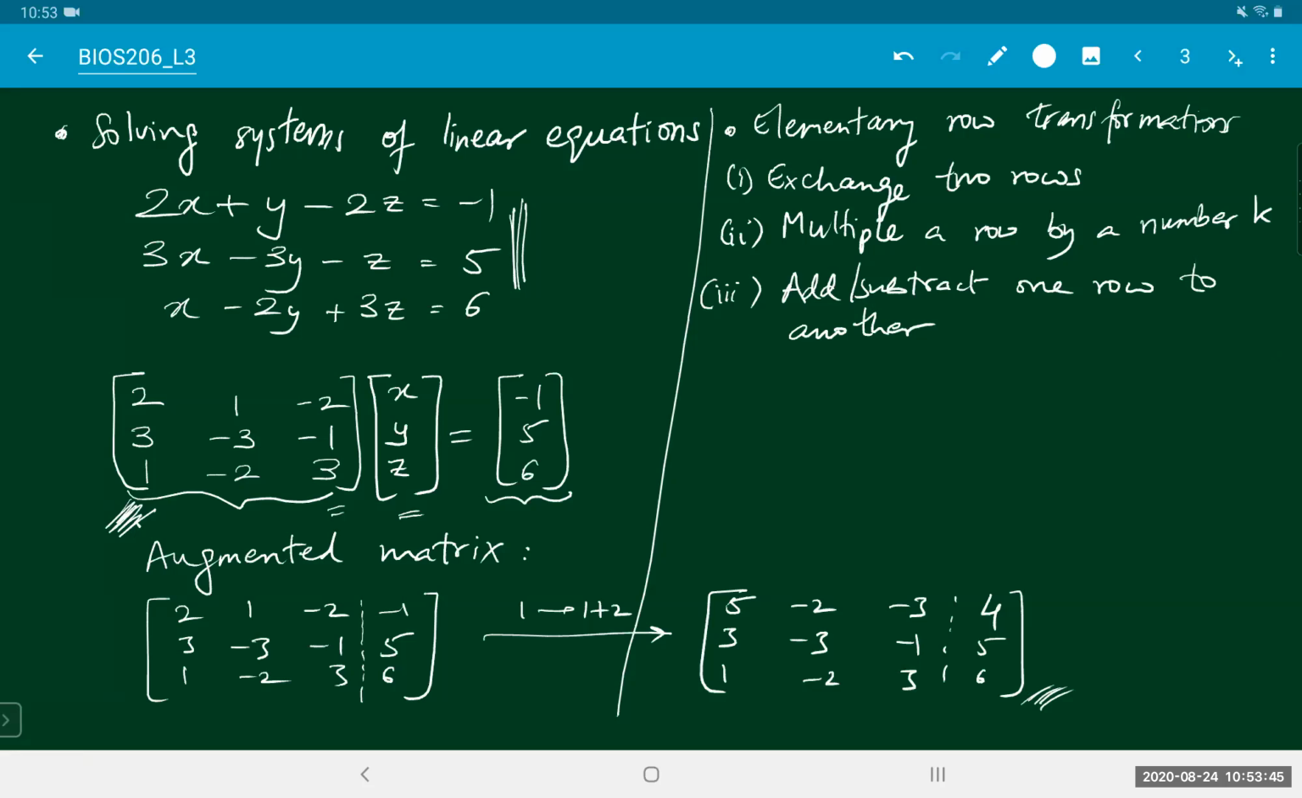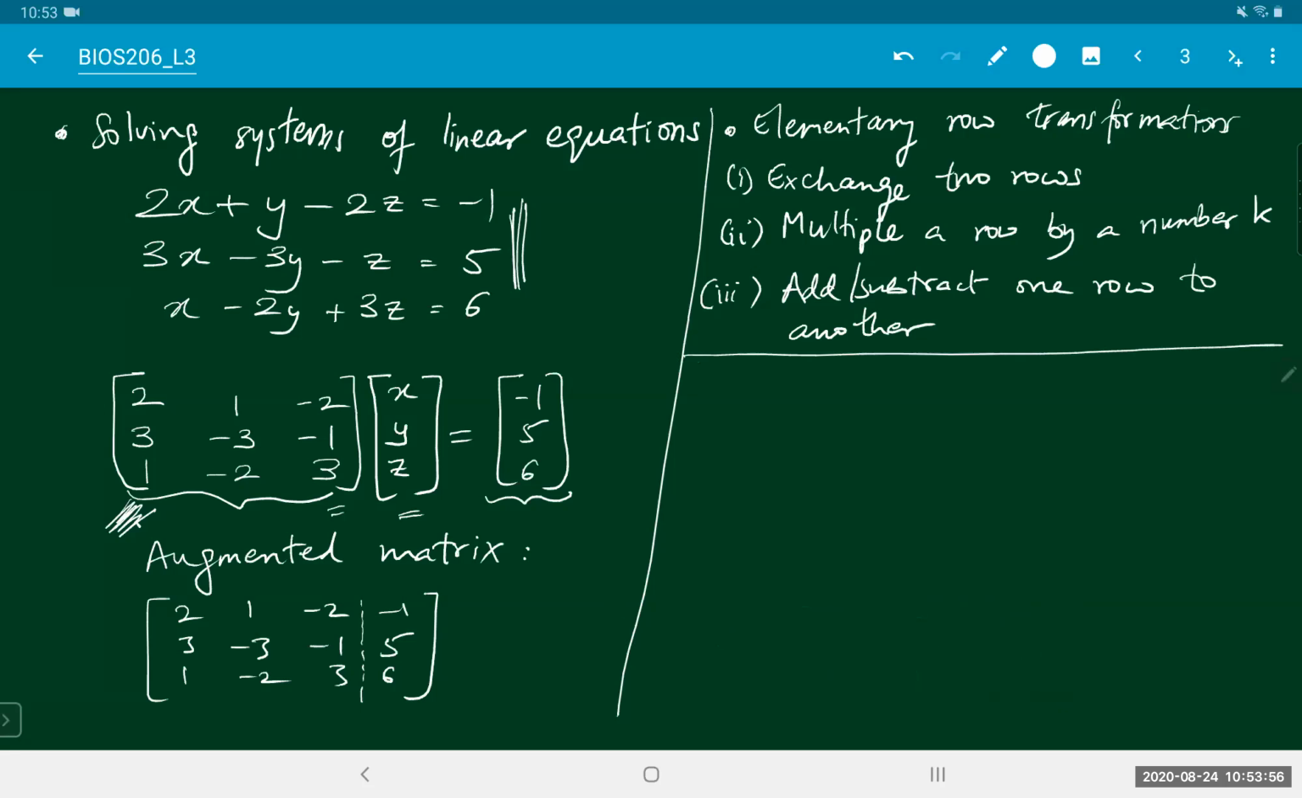Any other questions? Okay, so let's try and solve this set of equations using these elementary row transformations. So the first trick to do, the idea is when you have a matrix like this, always try to bring the number 1 along the diagonal and always try to make everything under the diagonal 0. If you do that, your life will become very easy. That is the trick.